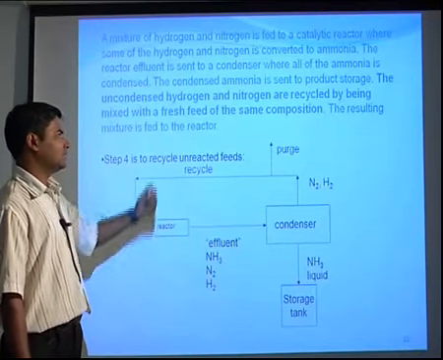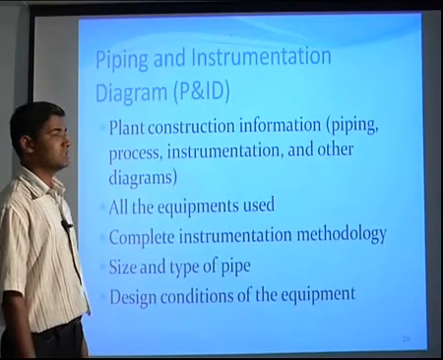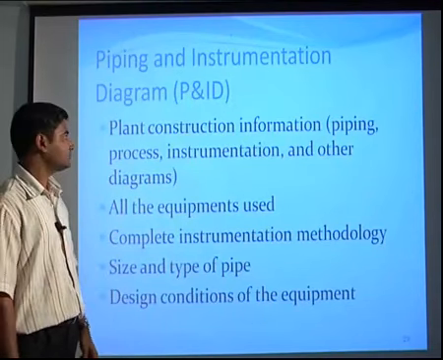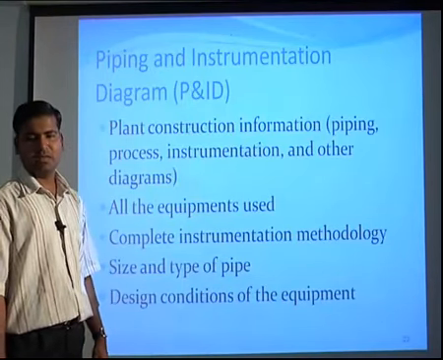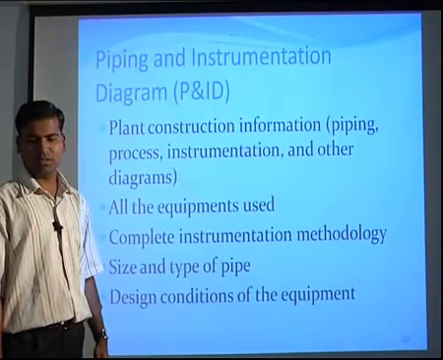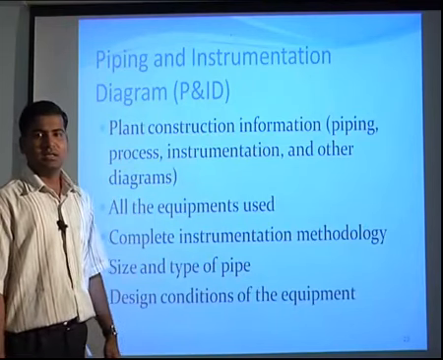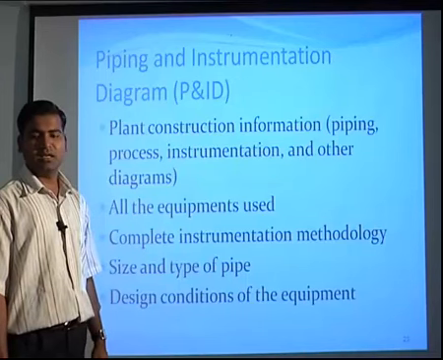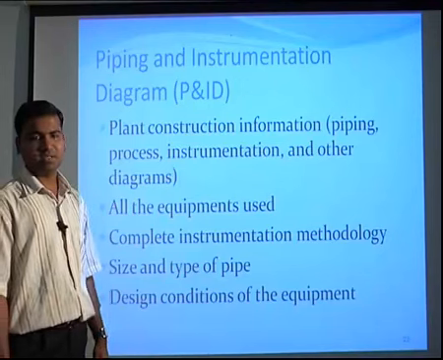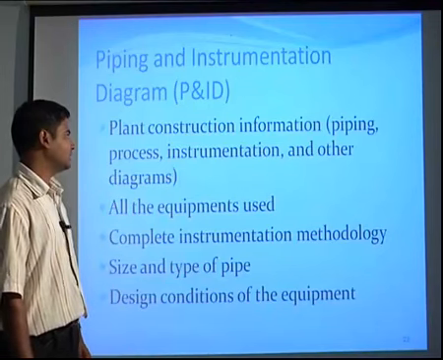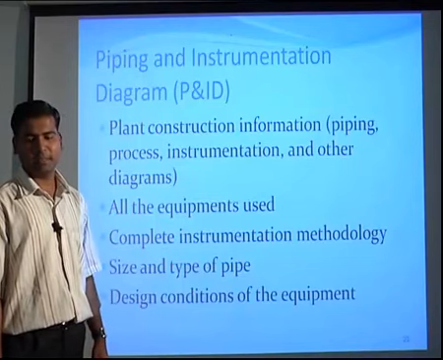And the recycle and the purge to the atmosphere. The next one is the piping and instrumentation diagram. So what we have in plant construction are piping, process, instrumentation, and other diagrams. So P&ID is a more advanced stage of PFD, and it will discuss in more detail the control units and the specification. PFD was not mentioning any specification, but in P&ID it will mention each and every detail.